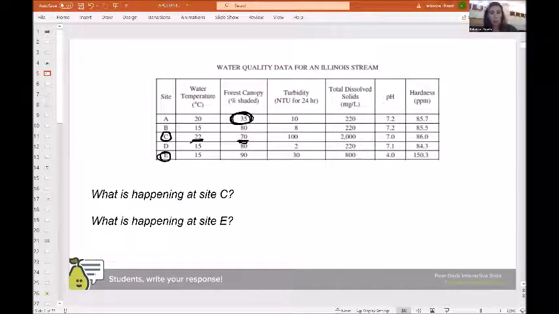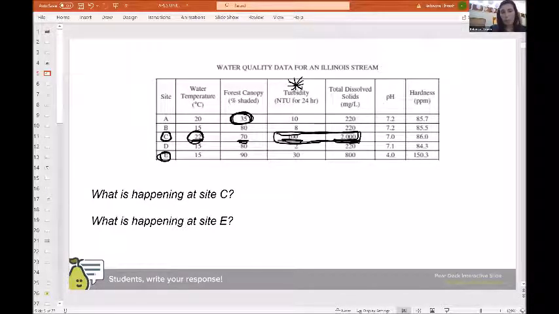Well, now we've got to shift over to another column to see why. I'm looking here at turbidity, right? Look at the turbidity in site C. It is super, super high, way higher than anything else, as well as the dissolved solids. Now the pH is neutral and the hardness looks pretty normal, typical. So it must be that there is higher temperature here because of something that's happening with the dissolved solids.